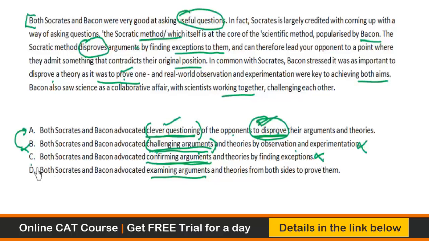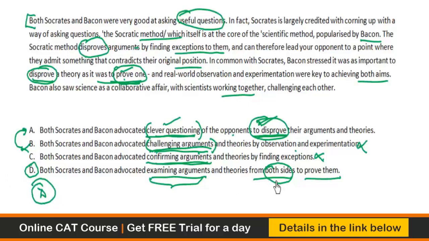So if you look at D, it basically has everything. It says both Socrates and Bacon advocated what? Examining arguments. So when you are examining arguments, you are examining them either to confirm or to challenge them, and theories from both sides. So this is also equally important, from both sides, in the sense that you look at it to prove one, or also look at it from the other's perspective, and you can also disprove. So basically both proving and disproving is going on, and therefore they looked at the arguments from both sides to prove them, and therefore D is better than A.